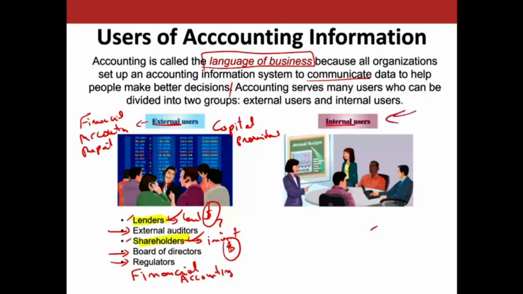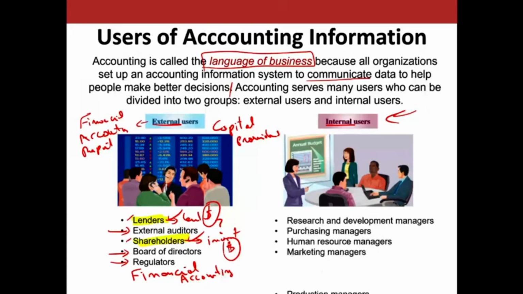For internal users, who are the internal users? People who are inside the company: R&D managers, research and development managers, purchasing managers, human resource managers, marketing managers, production managers. Notice all of those have the word manager or something internal to the company. Now, can you be external and internal at the same time? Sure, you can. You can be the marketing manager and you can own some stocks. You are both external and internal, but we try to separate them to make the point.